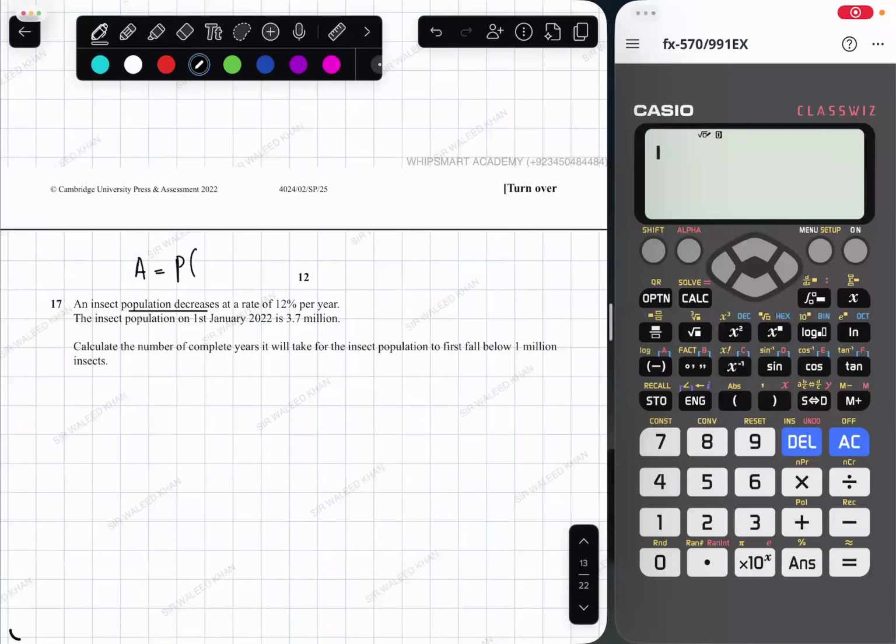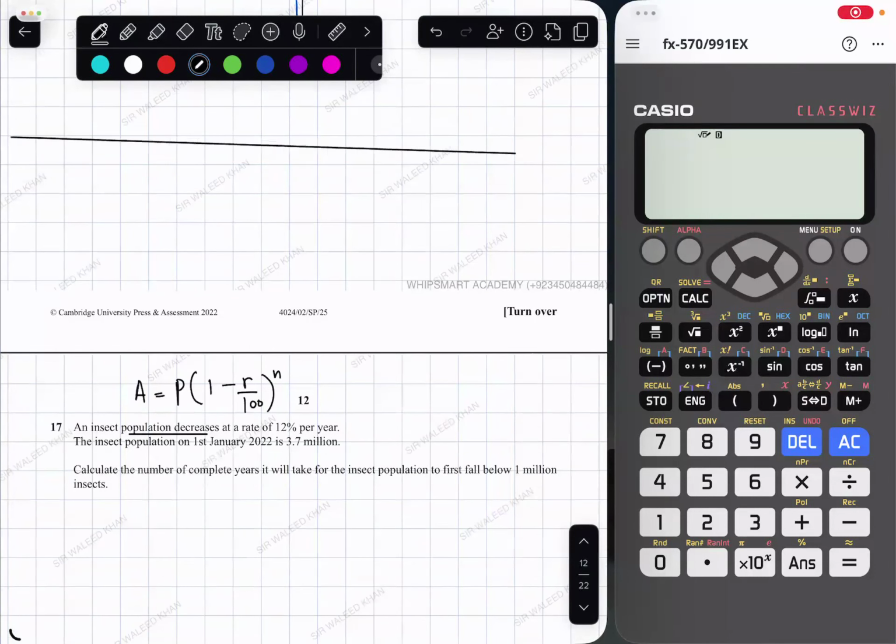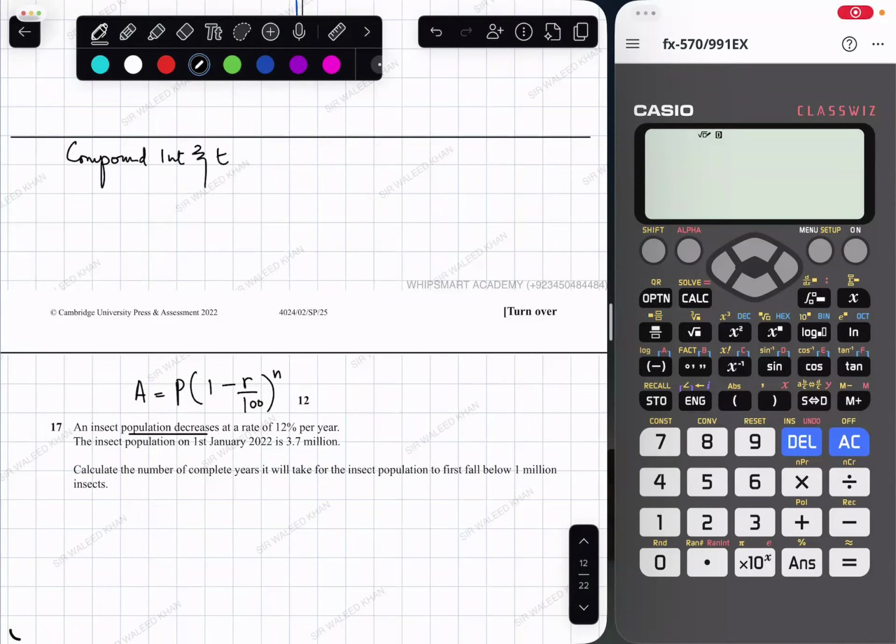A is P times (1 minus R over 100) whole power n. For compound interest, let me tell you this again. I have to explain a bit, so I will take some time. Those who have attempted this question can keep on moving. Right? For compound interest and exponential growth, we have a formula: A is equal to P (1 plus R over 100).